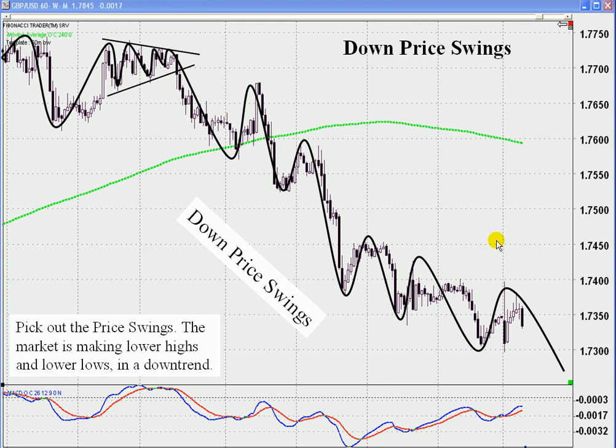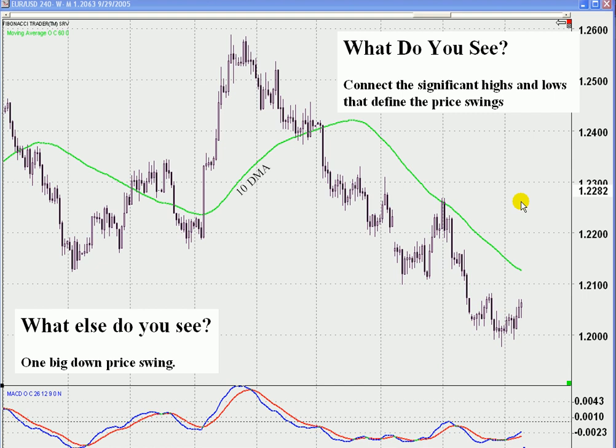And here you can see how I've simply drawn the points of the swings from the lows to the highs to give you a better visual of the market making lower highs and lower lows in this downtrend. Well, what do you see here in this chart? The last chart was somewhat of a simplistic view, but there's one more thing that I want you to see here.